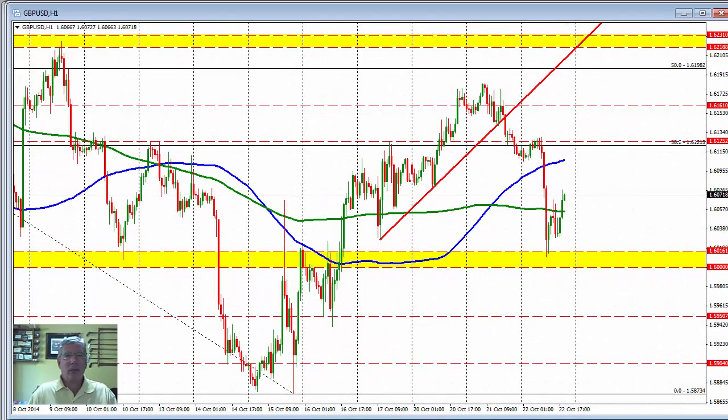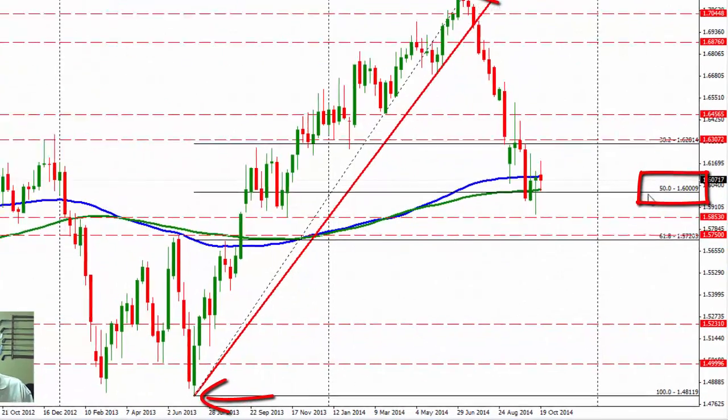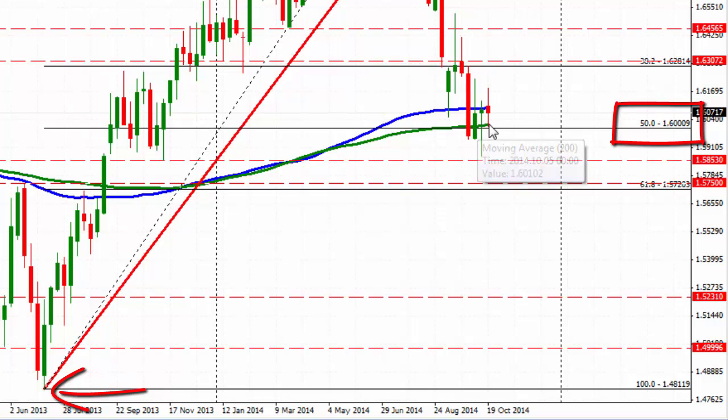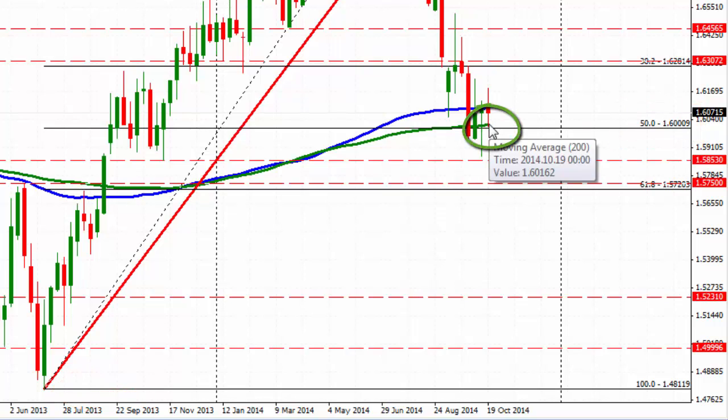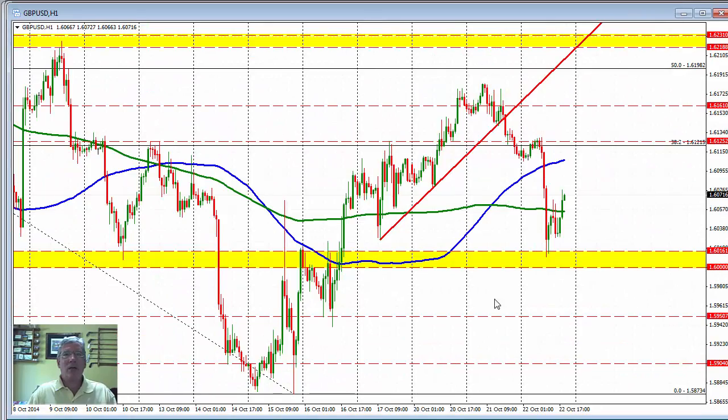Go to our weekly chart. Take a look at the Fibonacci retracement from the 2013 low to 2014 high. The level comes in at 160.09. See this green line right here that represents a 200-week moving average. What does that level come in at? 160.16.2. Let's go back to our hourly chart. What was our low here today? 160.10, just below the 160.16 level, just above the 160 level, and the market started to rotate to the upside.